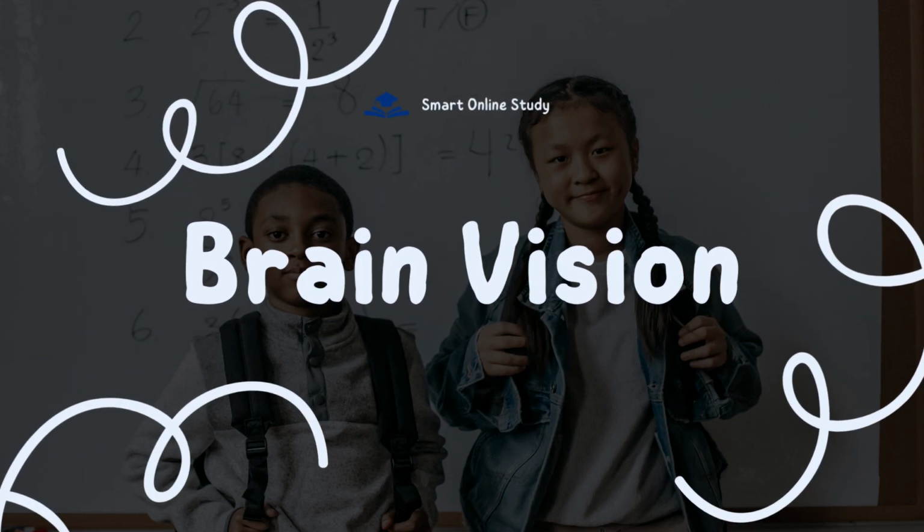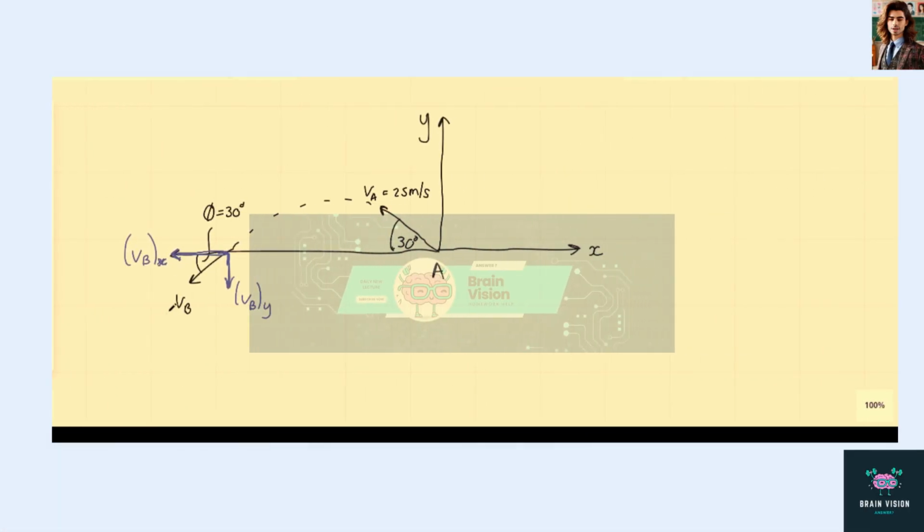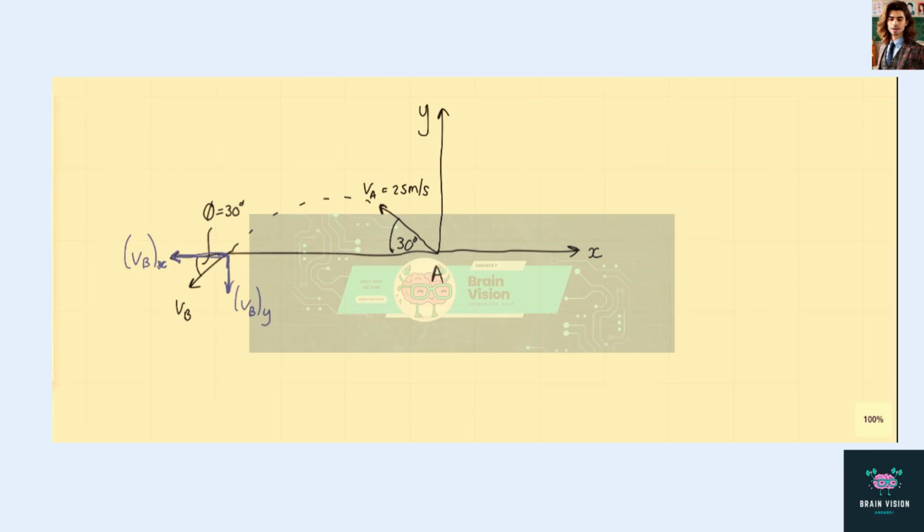Welcome to Brain Vision. In this problem, we are given that a 300-gram football is kicked with velocity 25 meters per second and as shown in the diagram. Now we are given the coefficient of restitution between the ball and the ground, and we want to calculate the magnitude and direction of the final velocity of the ball after it has rebounded.